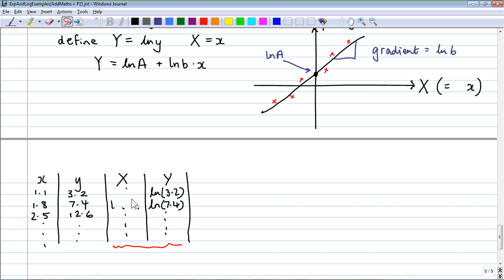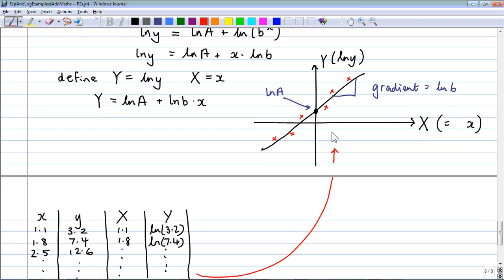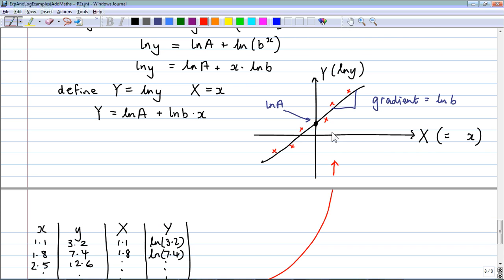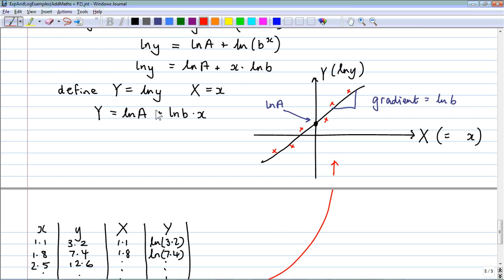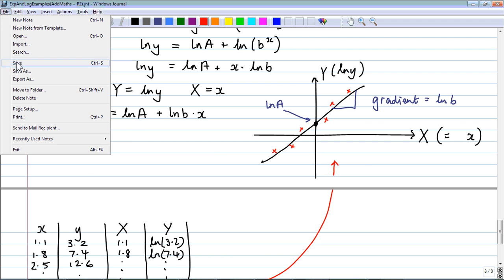The values of x will just be the same, unchanged. So you almost don't really need to make another column here. 1.1, 1.8, and so on. The values of y, you will take the logarithm. You will plot these two data sets onto this graph, calculate the gradient and get ln B, calculate the intercept and get ln A. So I hope that's all fairly clear.